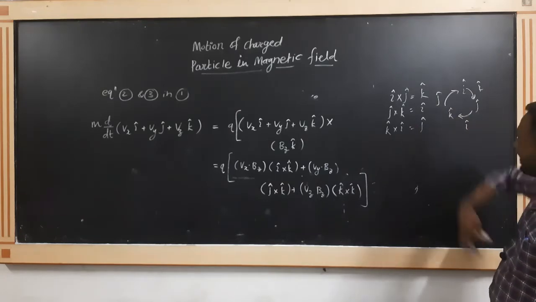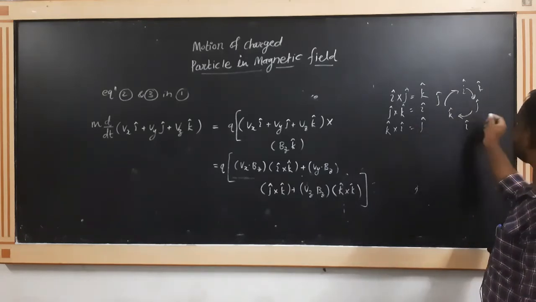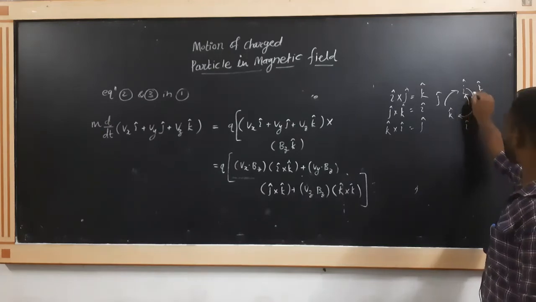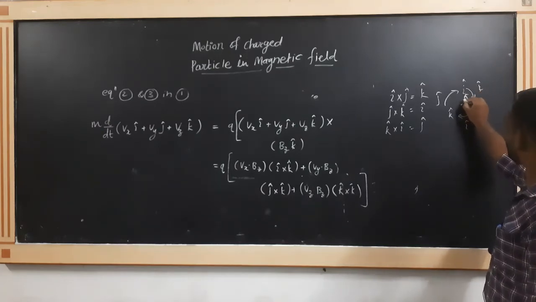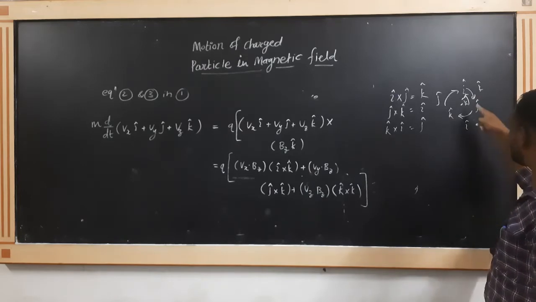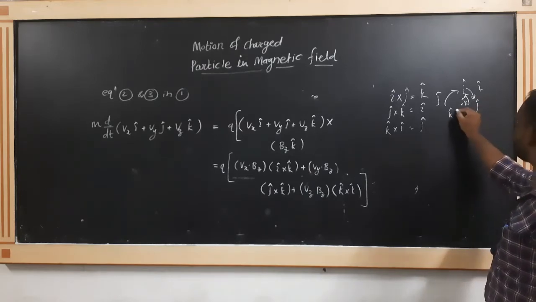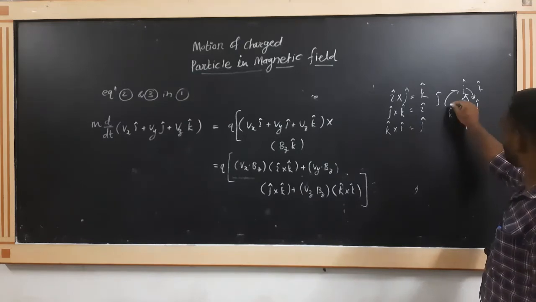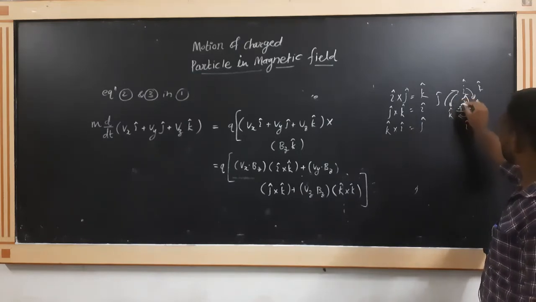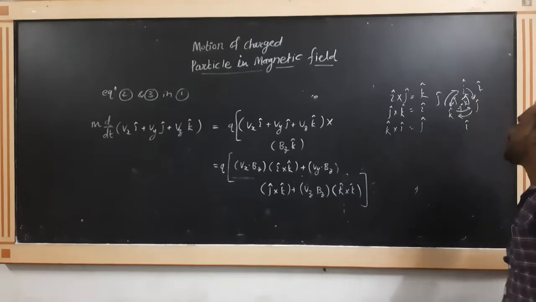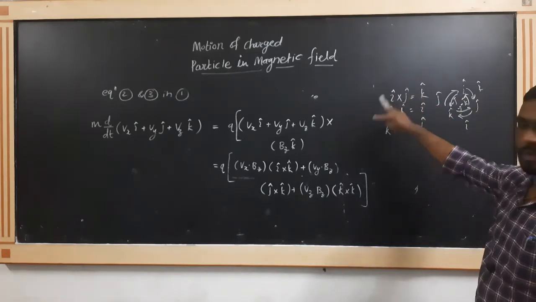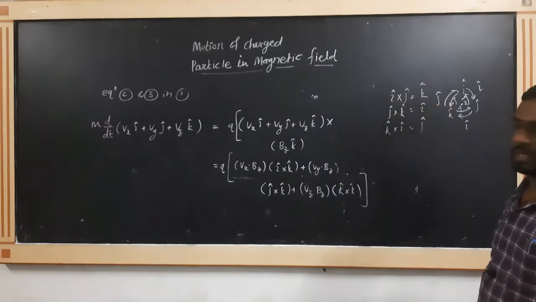Okay, and if you reverse the direction, j cross I is minus k, k cross j is again minus I, and similarly this one is minus j. So when we alter the direction of the vector product, the sign becomes negative.